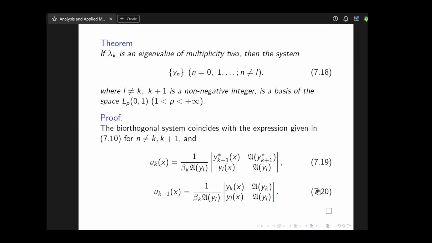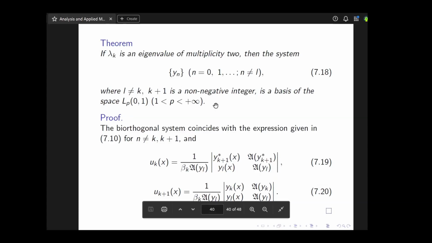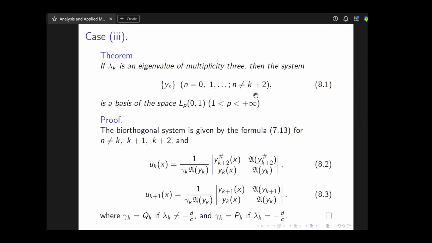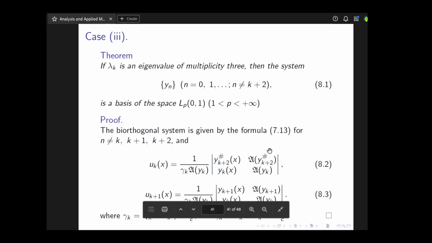If you keep both of the functions, the associated function and the eigenfunction, but remove some other function, then it is always a basis. As you can see, there is no condition in this case. Now, case 3, when there is a triple eigenvalue. In this case, if you remove the second associated function, then it is always a basis. The biorthogonal system is defined here.